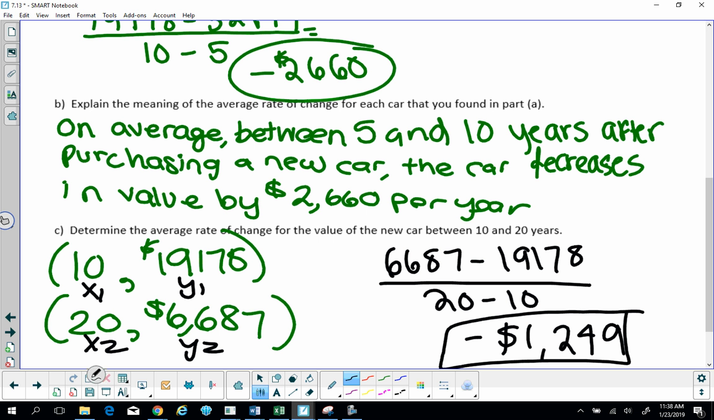So notice, do you see how our slope is a smaller number? So what happens when the car's new, between those first 10 years, it drops in value a lot, right? But by 10 to 20 years, when you look at an old car, it's old, right? So when it gets like 10 to 20 years old, it doesn't decrease in value as much. So see how this is only $1,000 and that's $2,000 per year? That's why that curve is like this.